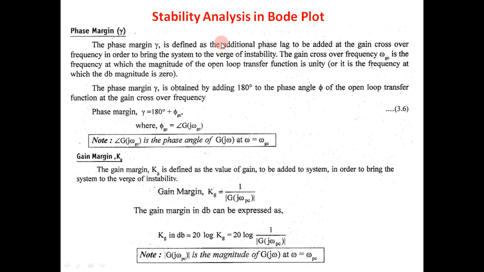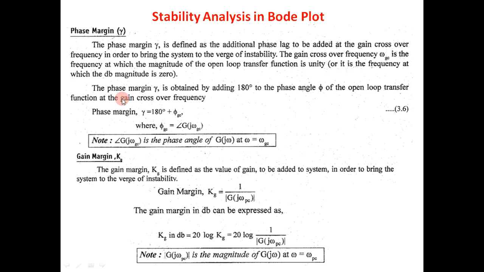So the stability in Bode plot depends mainly on two terms. The first one is phase margin and the second one is gain margin. The phase margin gamma is defined as the additional amount of phase lag to be added at gain crossover frequency in order to bring the system to the verge of instability. The gain crossover frequency omega gc is the frequency at which the magnitude of the open loop transfer function is unity, or the frequency at which the dB magnitude is 0.